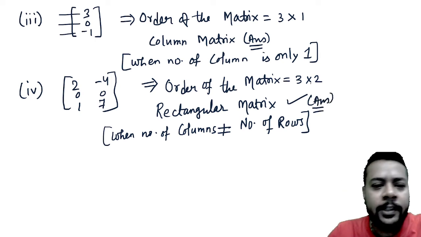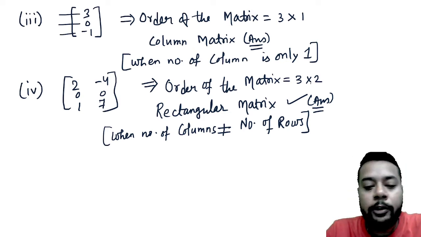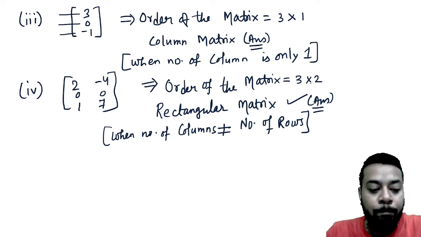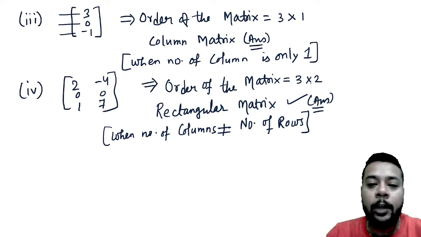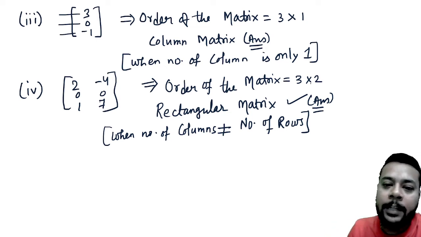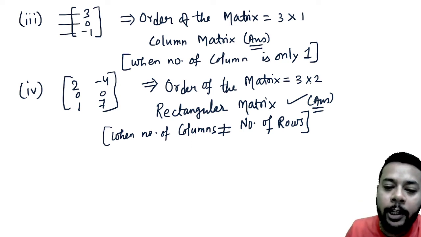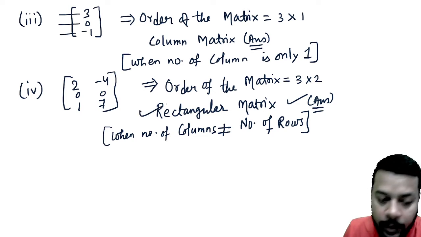So you can also say, students, that the column matrix in the previous question was also a rectangular matrix. Similarly, the row matrix in part 2 was also a rectangular matrix. But there are some important points: when there is particularly one row, it will be called a row matrix. When there is particularly only one column, it will be called a column matrix. And when the number of rows and columns are not equal, it will be known as a rectangular matrix.